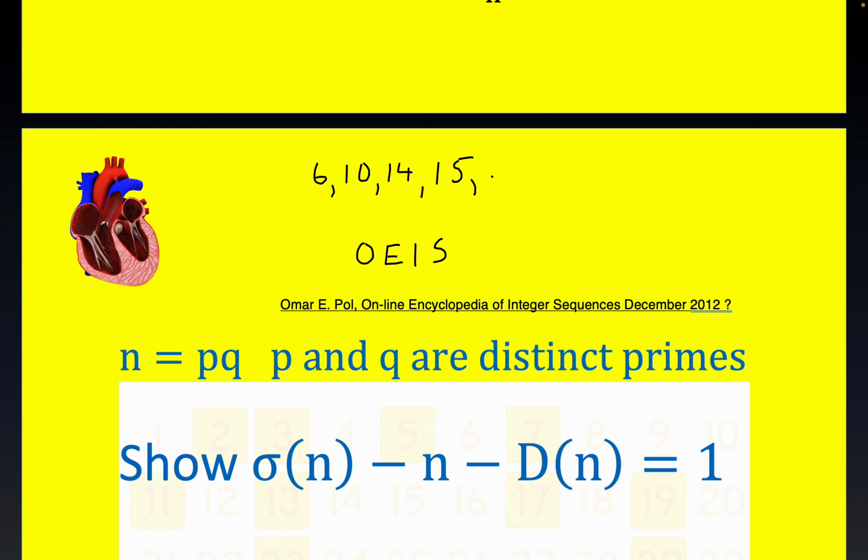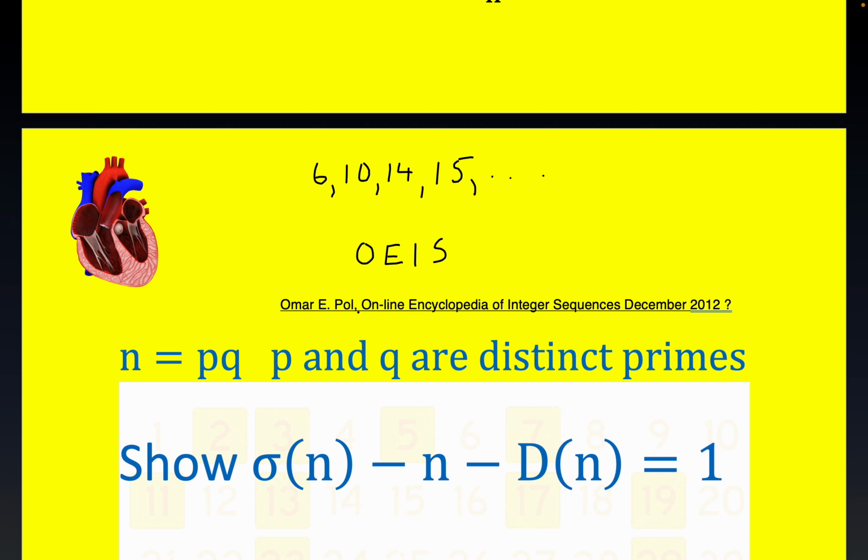I'll put the customary ellipsis here. But again, 2 times 3. Again, product of two distinct primes. This is 2 times 3. This is 2 times 5. This is 2 times 7. This is 3 times 5. And it goes on and on and on. And this is what they mean by integer sequences that are recorded at this famous website.